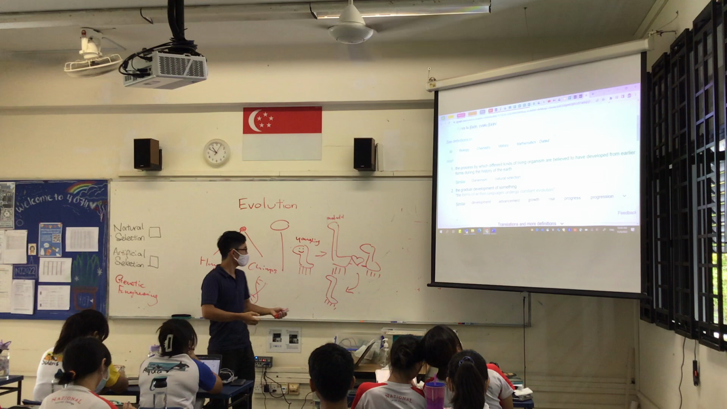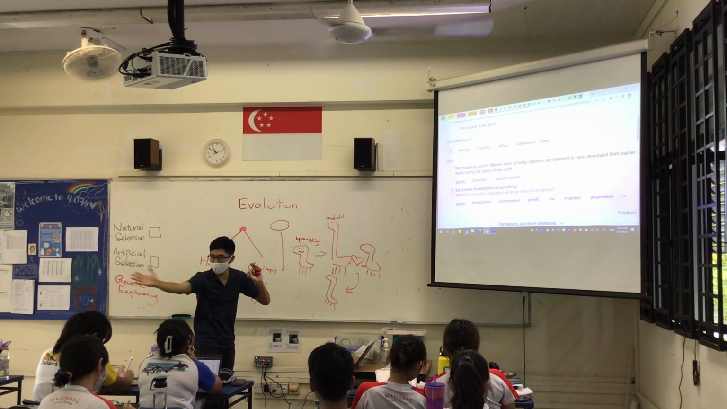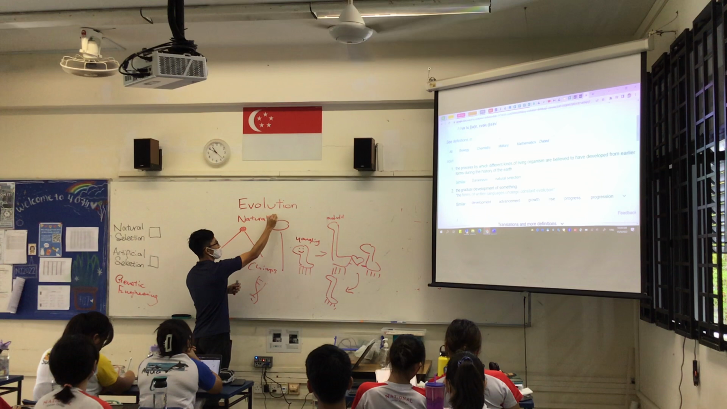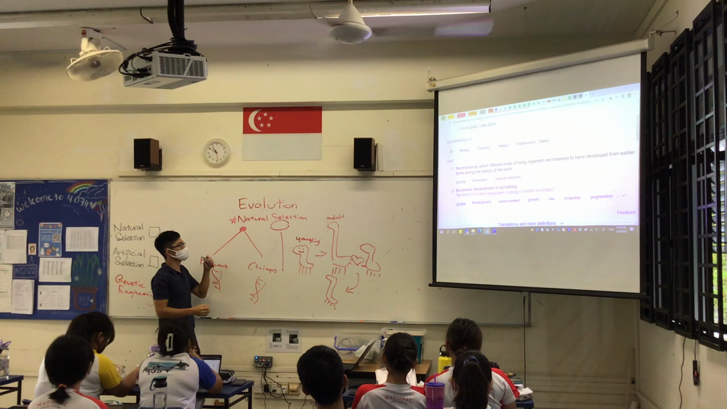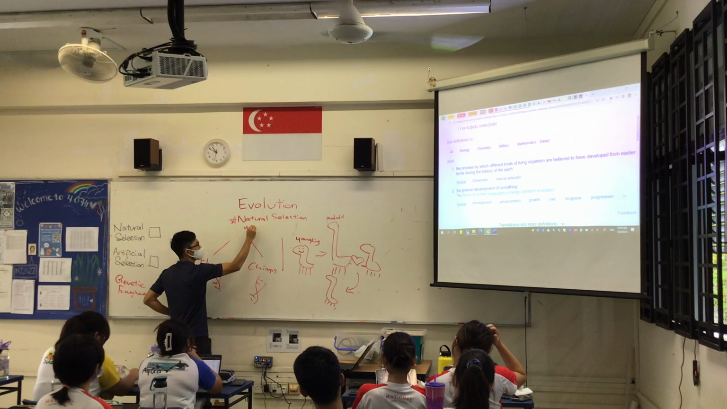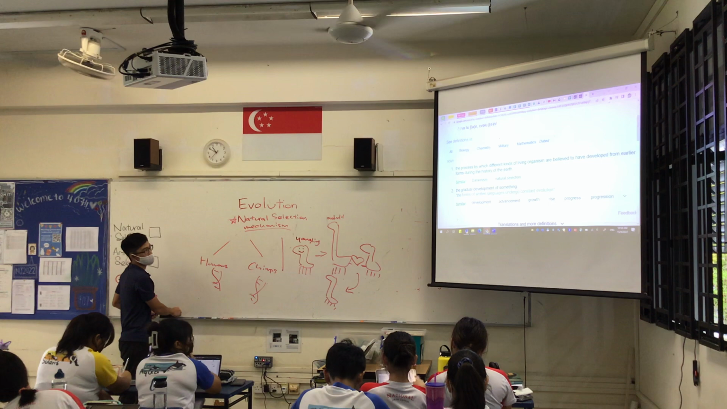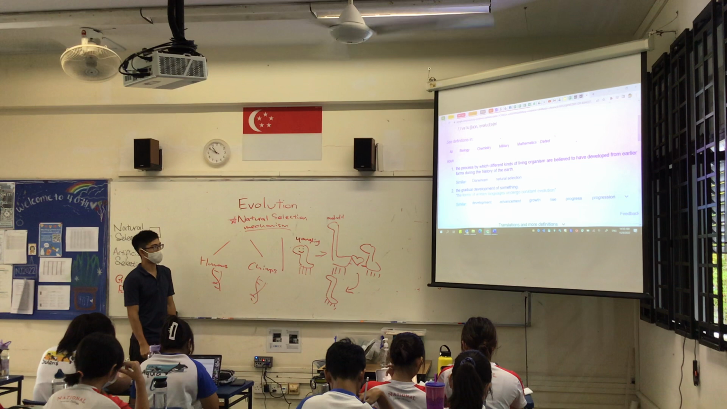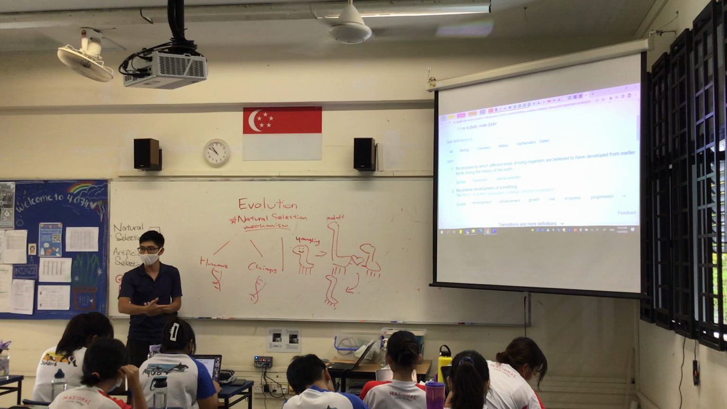So, how then can one organism evolve over many generations to reach the state we are today? Today we're going to look at one of the possible ways, and that way is natural selection. This process, you often say that this is a mechanism. This mechanism is widely accepted by the scientific community as one of the ways that organisms evolve over generations, changing in terms of characteristics over time. We're going to look at what this mechanism is all about. Does it still happen in modern day? Actually, it does.